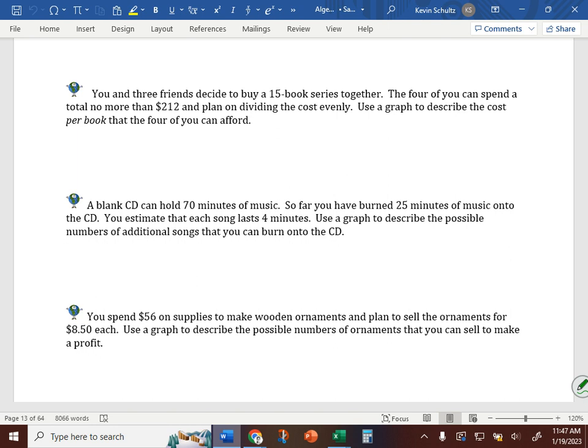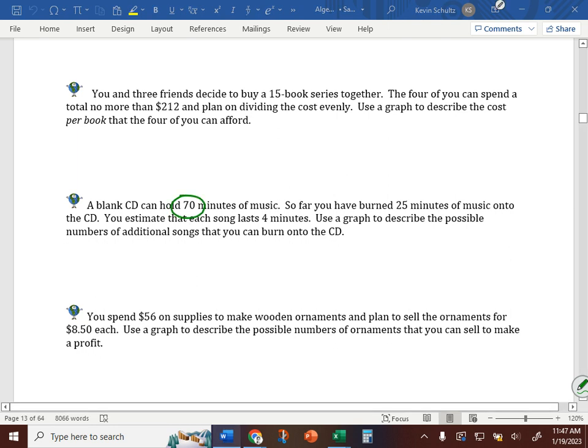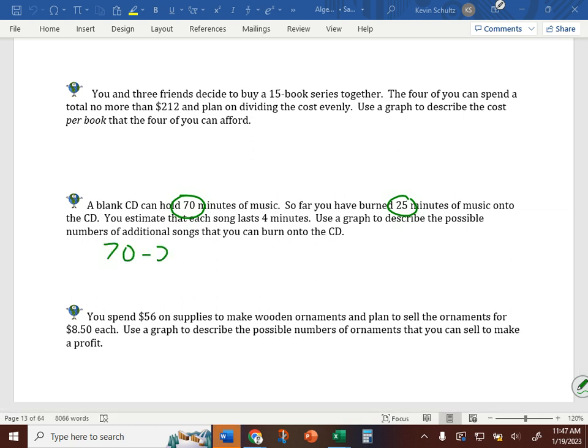So we're starting with a whole of 70, right? That's how many minutes the CD can hold. We've already burned 25 on the CD. So how many minutes are left? 45 minutes. Because 70 minus 25 equals 45 minutes remaining. Now, estimating that each song lasts 4 minutes, how are you going to calculate the number of songs you can put on the CD?